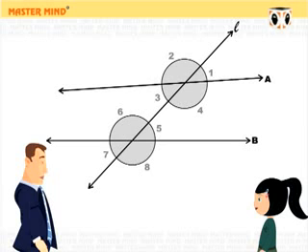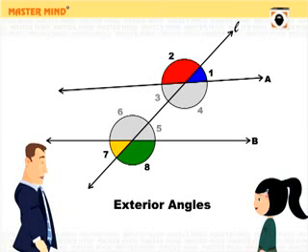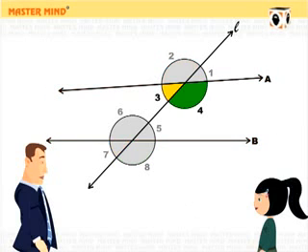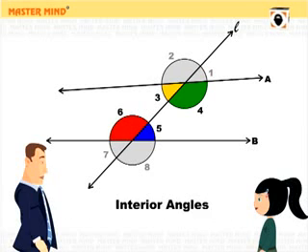Angles which lie exterior to the lines A and B, say angle 1, angle 2, angle 7 and angle 8, are called exterior angles, whereas angles which lie interior to the lines A and B, say angle 3, angle 4, angle 6 and angle 5, are called interior angles.